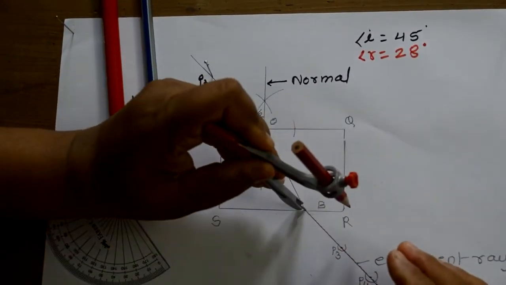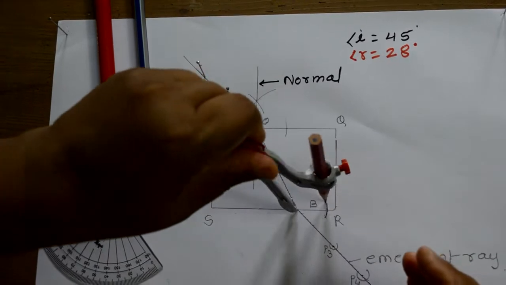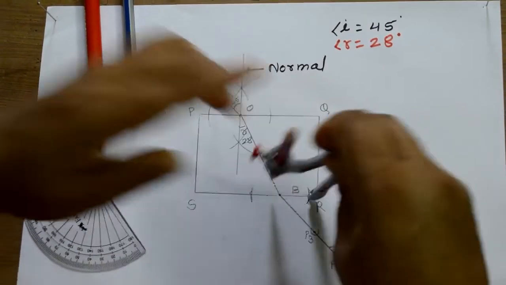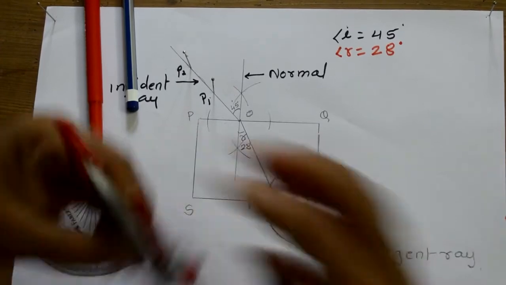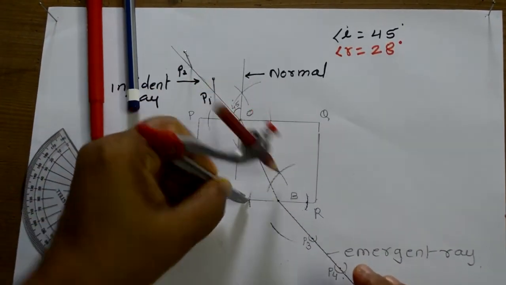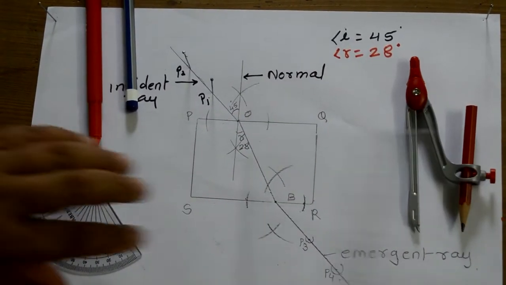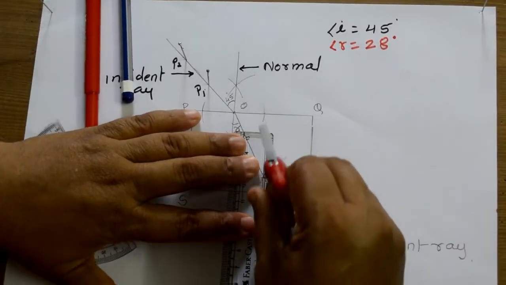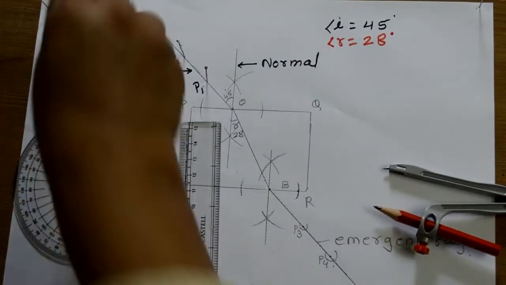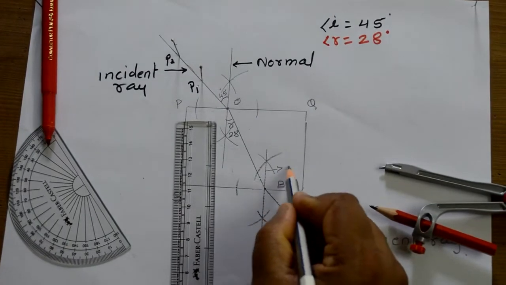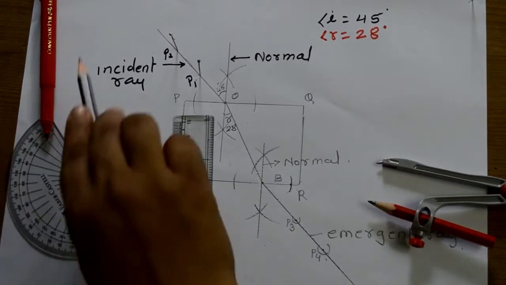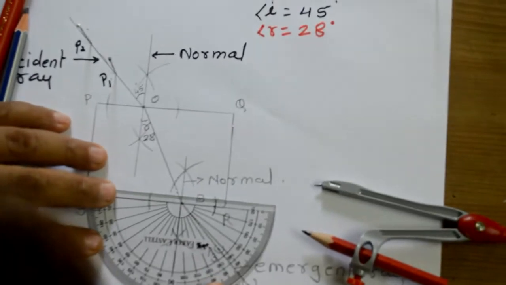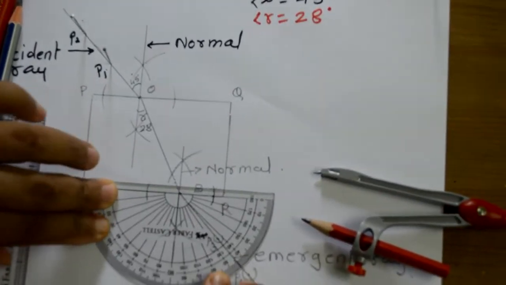Draw normal at point B. Give arc below and above. Join the points. This is normal at point B. Let us measure the angle of emergent. Exactly 45 degree.